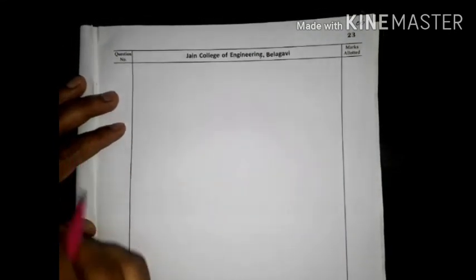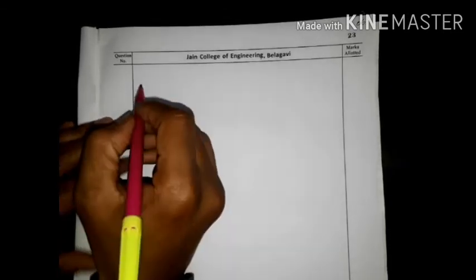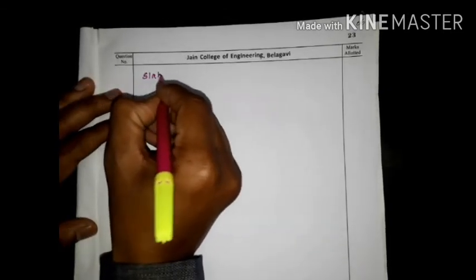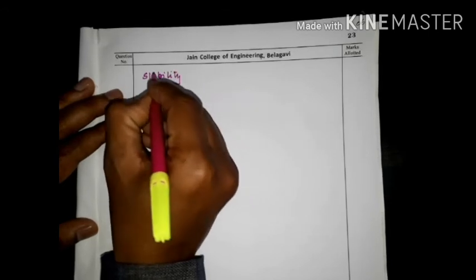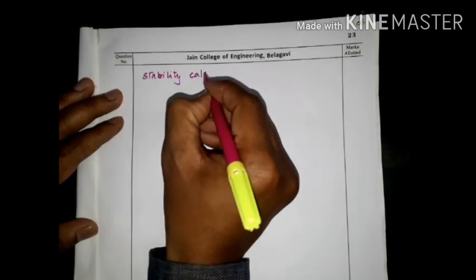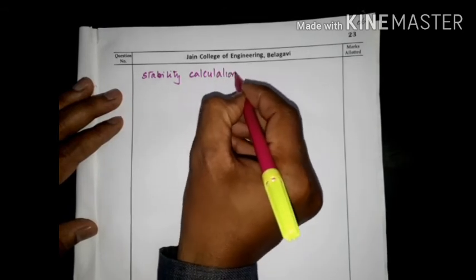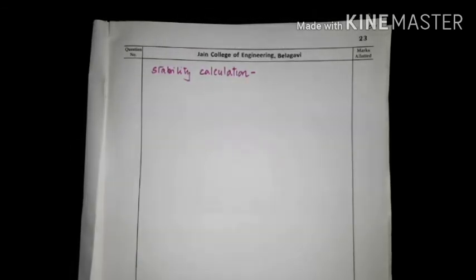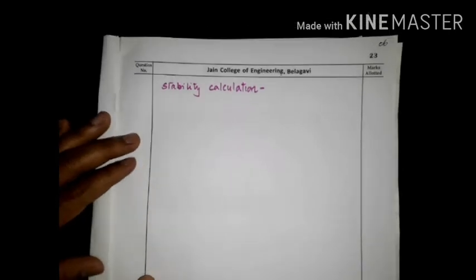Okay, soil. So here we have to prepare a small table for stability calculation. Okay, so we'll begin with stability calculation. For that, you have to prepare a small table here.